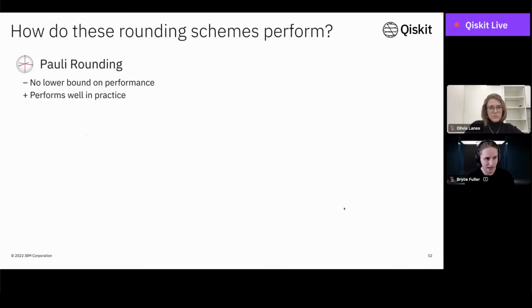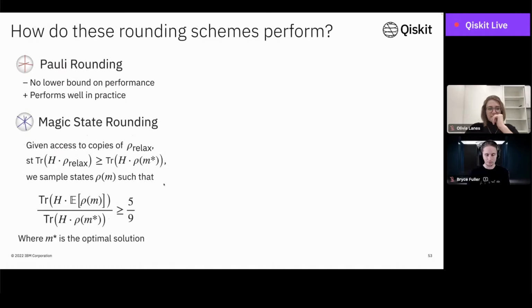Empirically, Pauli rounding actually seems to perform very well. It's kind of unfortunate that it doesn't come with any analytical bounds on the performance of it, but it seems to hold up pretty well, even though there are situations you can construct where it should fail. We just didn't end up seeing them very much. Magic state rounding, on the other hand, is a more complicated story.